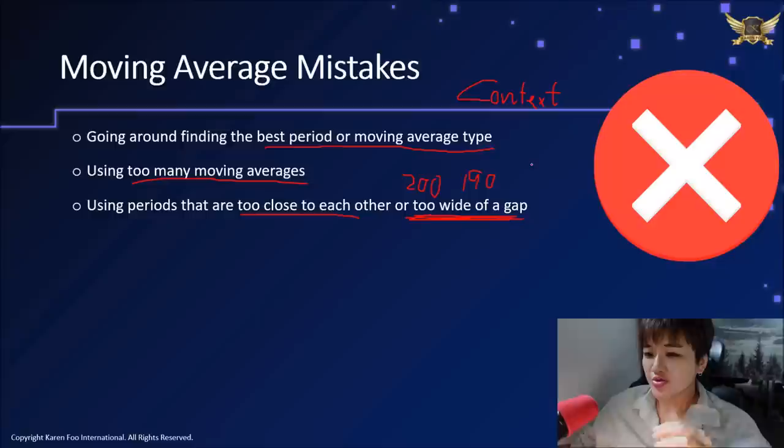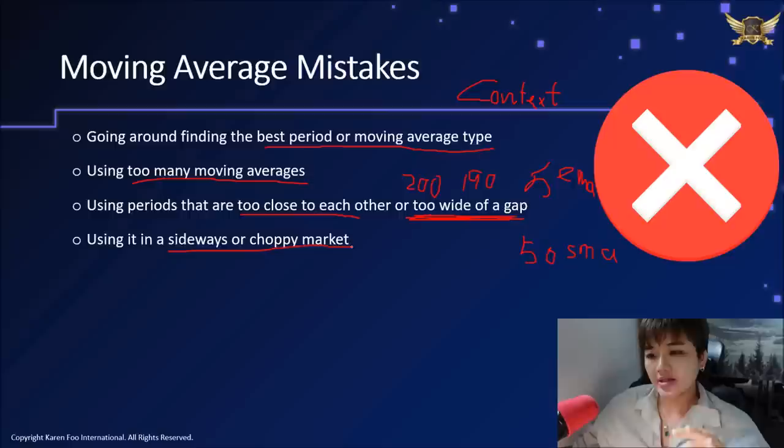Let's say you use 5 EMA. The difference is 195. But if you tell me, Karen, I'm using 50 SMA, then it's a lot better. Ideally, don't use it in a sideways or choppy market. Even though, yes, smaller MAs, you can use it for slightly more volatile markets. But why would you want to trade in such a risky market when you can wait for a proper trend to come?